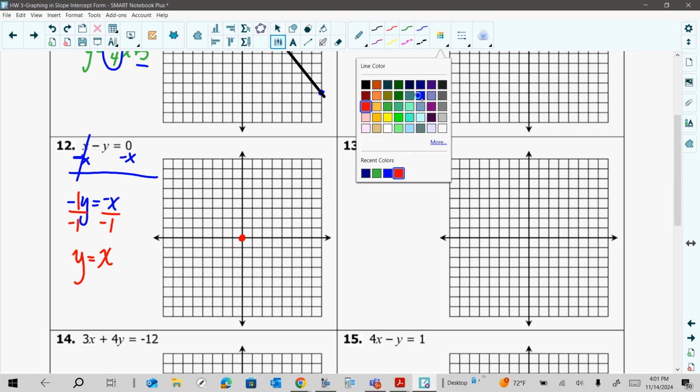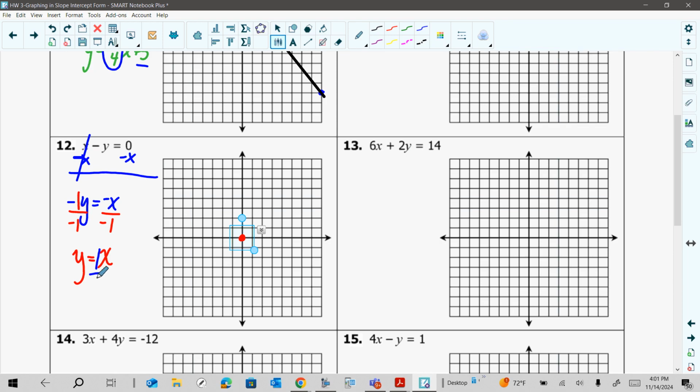And remember, our slope is our coefficient of x, and there's an invisible 1 there, but that's like saying 1 over 1. So you count up 1 to the right 1, up 1 to the right, up 1 to the right. And that allows you to create your line for your points to go through.